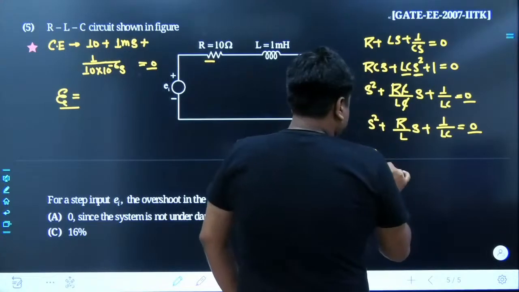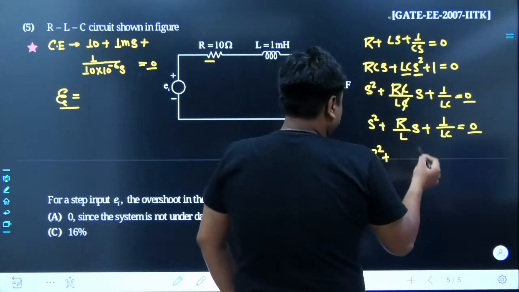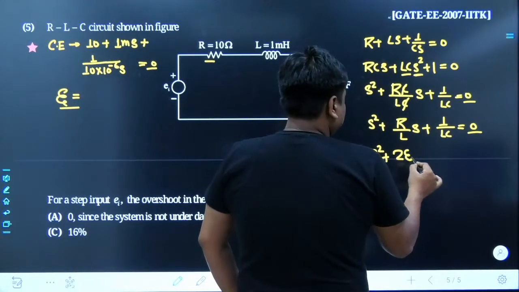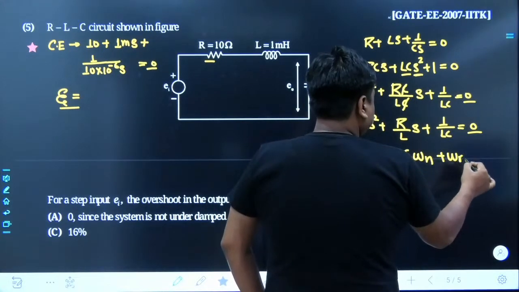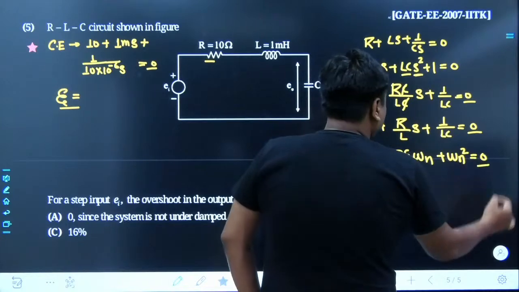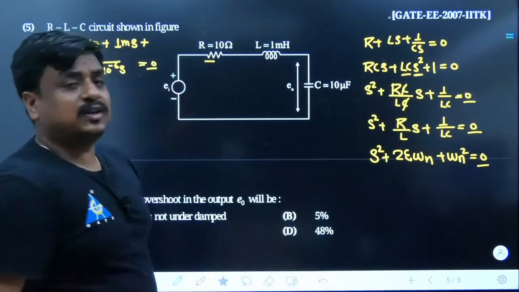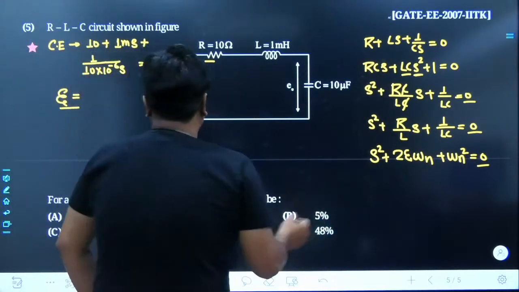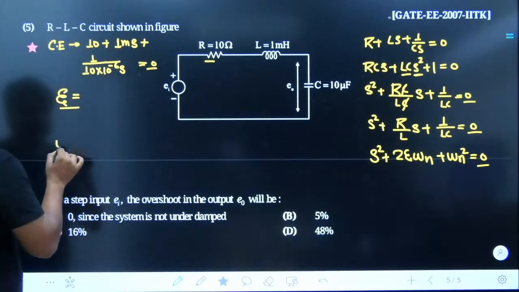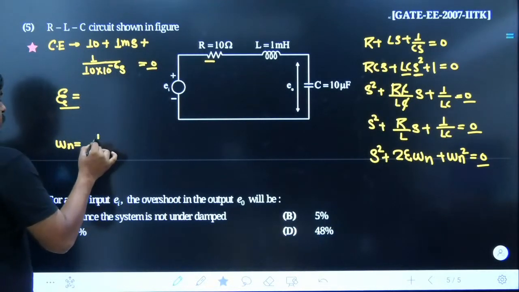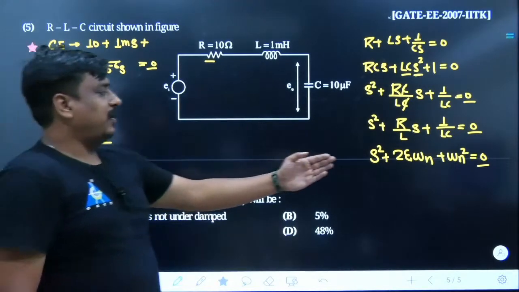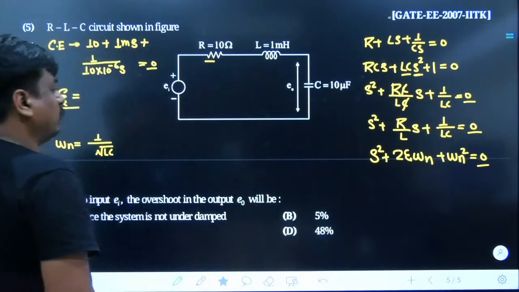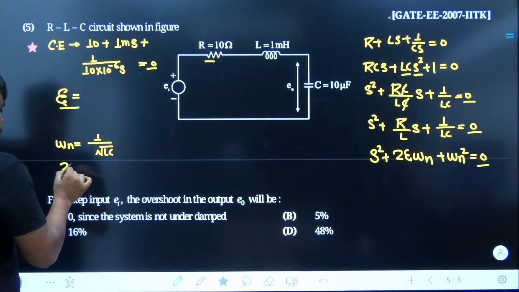Let me compare with the standard form of the second order system's characteristic equation, which used to be something like this. And my focus is still on zeta. What I am saying, my focus is still on zeta. So one thing is quite sure, the value of omega n is 1 upon root over of LC. Yes, the value of omega n is 1 upon root over of LC.